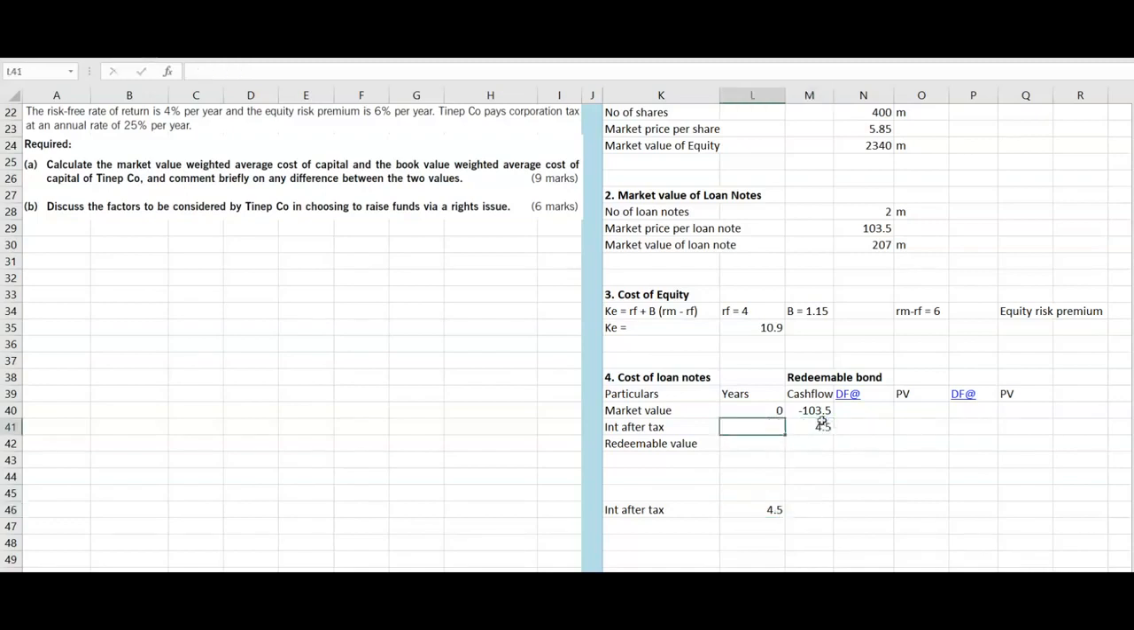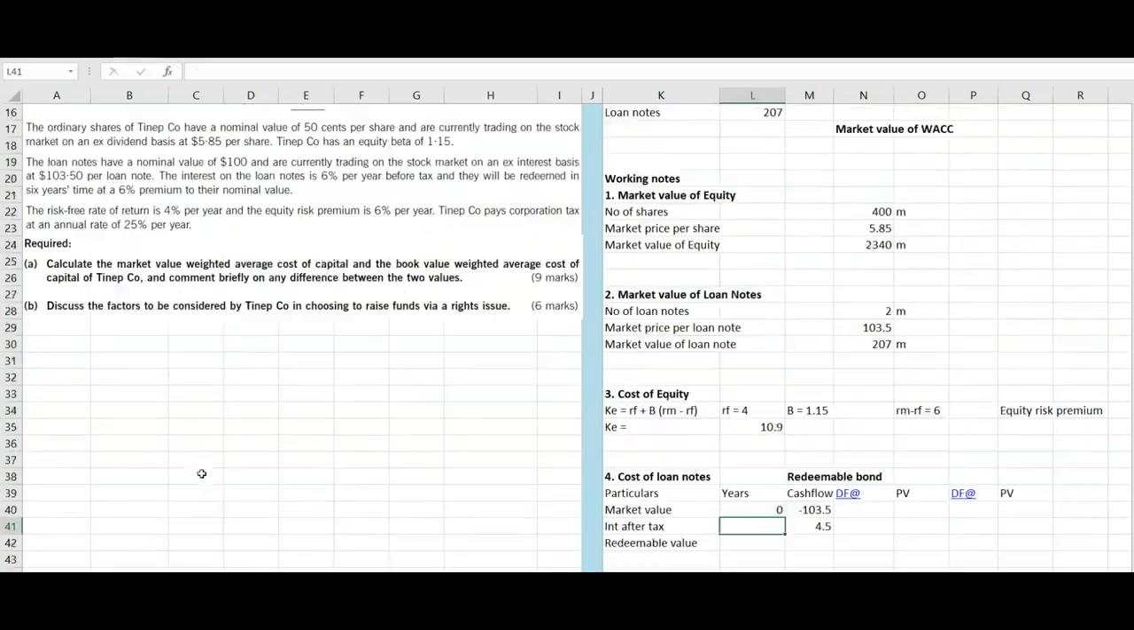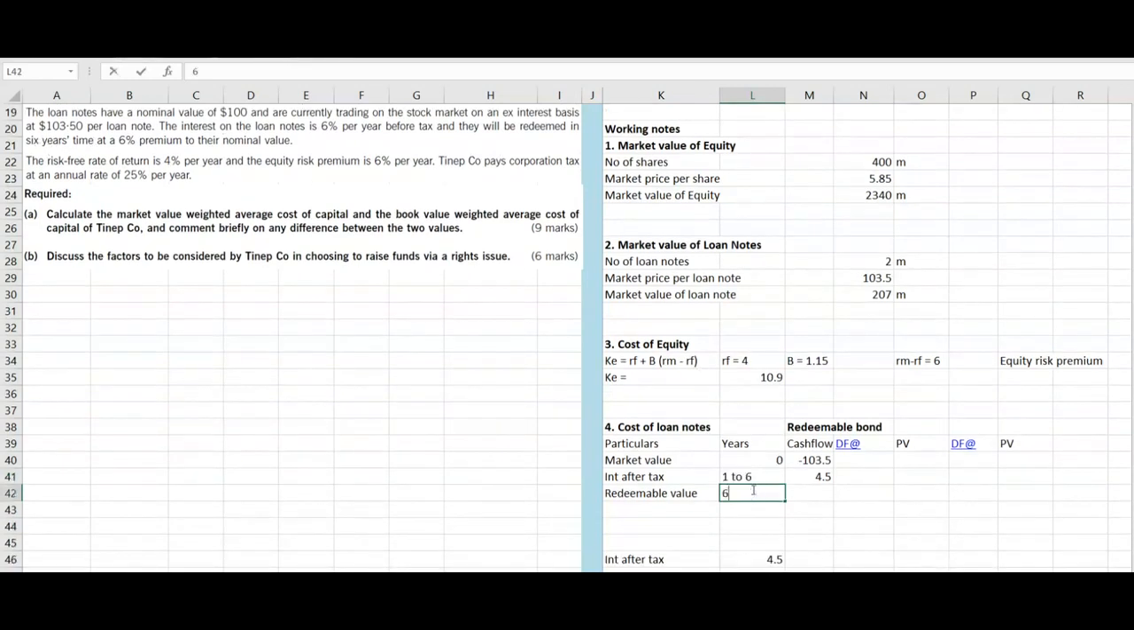But this 4.5 will occur for how many years? The interest is for a period of redemption of 6 years. The bond is redeemed in the 6th year at 6% premium. So 100 is the normal value of the bond. If it's redeemed at 6% premium, it will be 106. So that's the cash flow.